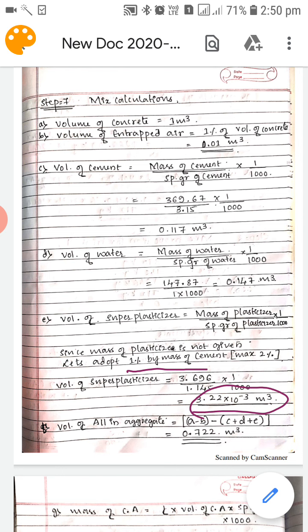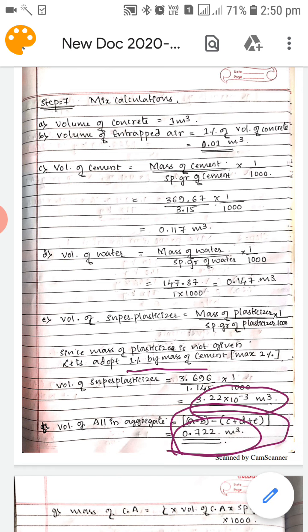Okay, finally, after calculating the volume of all the ingredients of the concrete, I can calculate the volume of all-in aggregates. According to this formula, deducting the volume of all the ingredients in 1 meter cube of the concrete, this is the final value that I get, that is the volume of all-in aggregates.